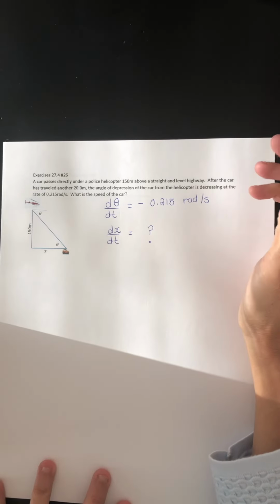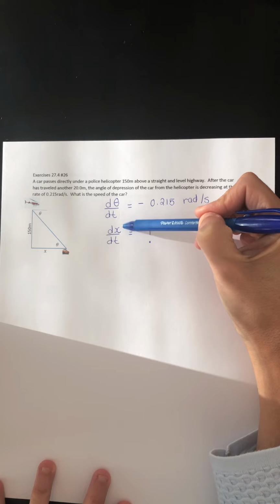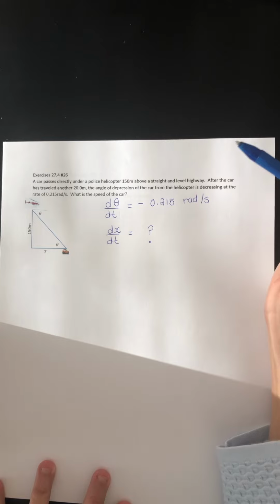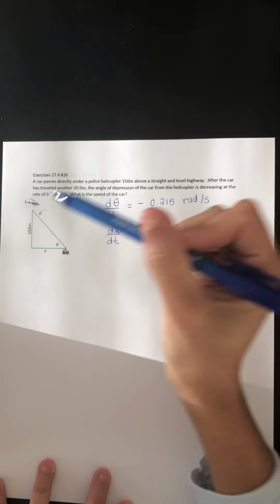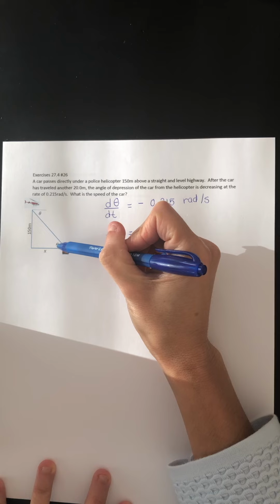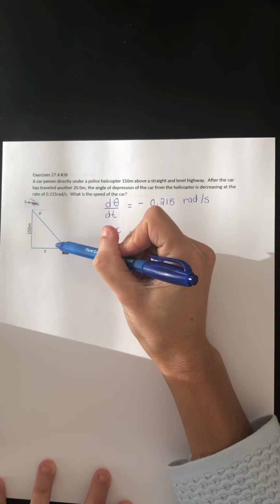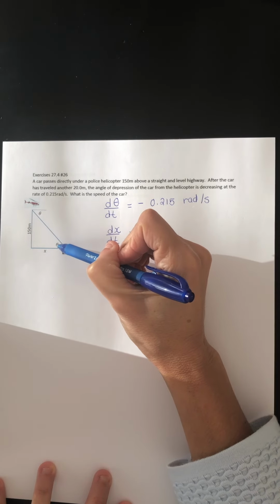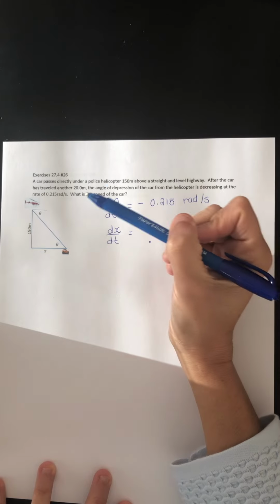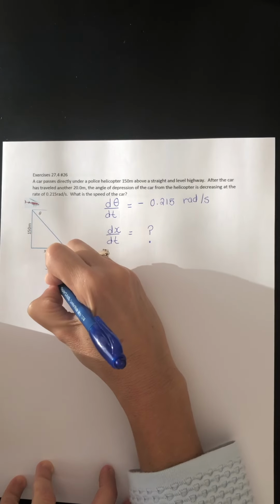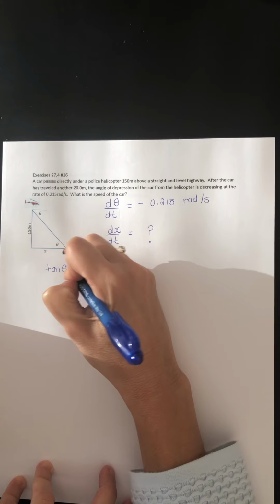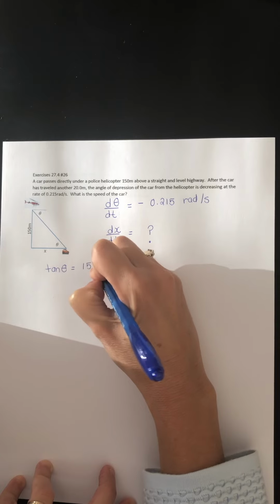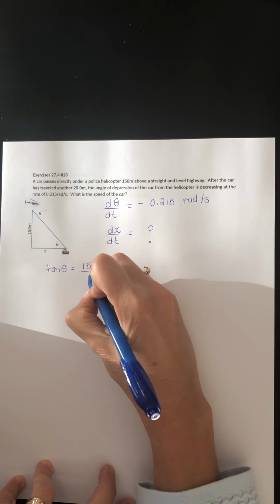All right, so now what do we need? We need an equation linking the two quantities, theta and x. So to do that, we can use the fact that this is a right triangle. So for the angle theta, this side is opposite and this side is adjacent. So that means the tangent of theta is equal to 150 divided by x.